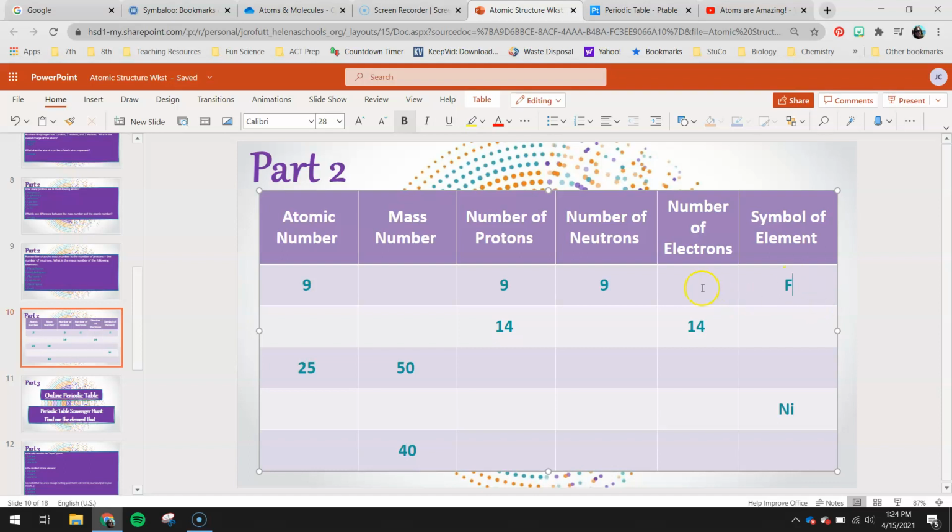Just capital F. Number of electrons, it looks like it has 9 protons, 9 neutrons, so it also has 9 electrons. And then the mass number, remember the mass number is the number of protons plus the number of neutrons, so you guys would have 18 for that.